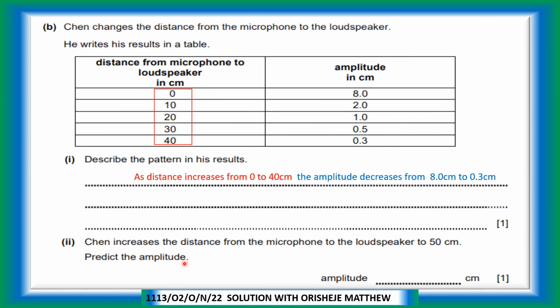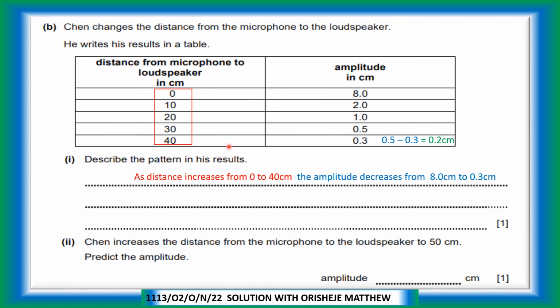Predict the amplitude. Now, from this pattern, let's look at what the common difference is between 0.5 and 0.3. When the distance increased from 30 to 40, that is when he increased the distance by 10 cm, what happened to the amplitude? The amplitude dropped by how many cm? So let's find out. That is 0.5 take away 0.3, it dropped by 0.2 cm.